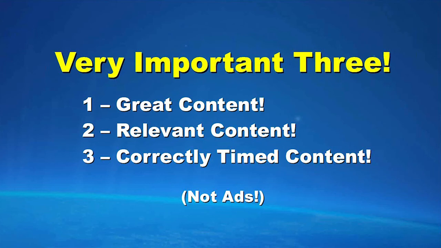It needs to be relevant content. Good information, but information that is important to the people on your mailing list, things that are happening to them, that are relevant for them. So the better your list, the more you know what they need, the better you can give them relevant content, okay? The third thing is make sure that it's correctly timed content as well.